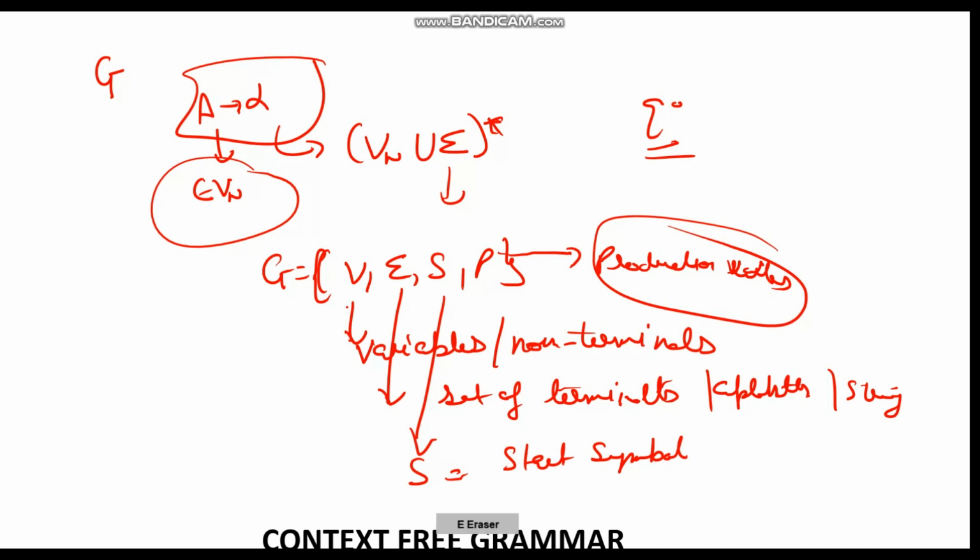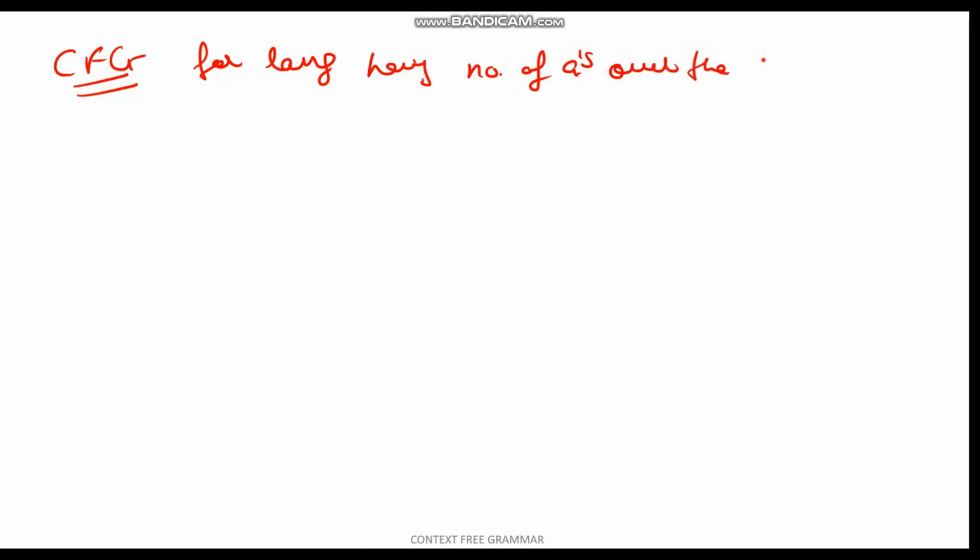Okay, so let's discuss a few examples of context free grammar. Now suppose the question comes: construct a context free grammar for a language having any number of a's over the set sigma equal to {a}. So here it says any number of a's, that is a raised to power n. Here we know that sigma is equal to a, that is the symbol.